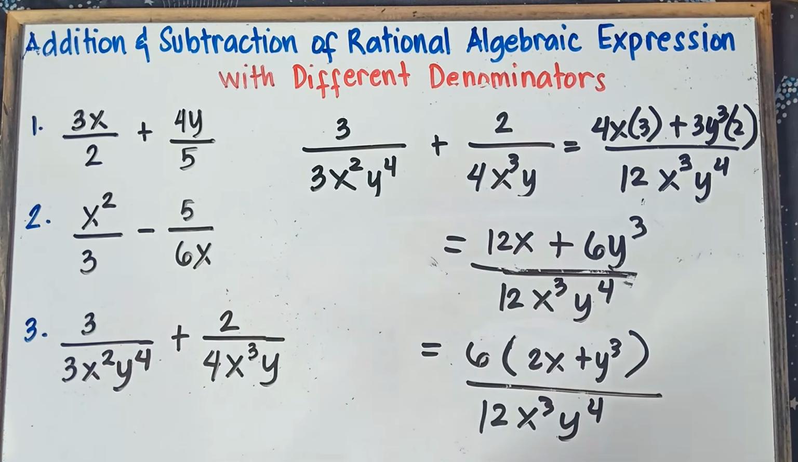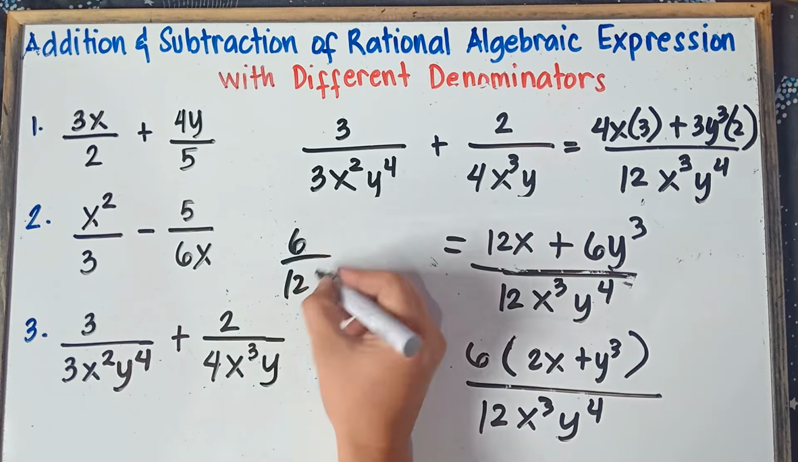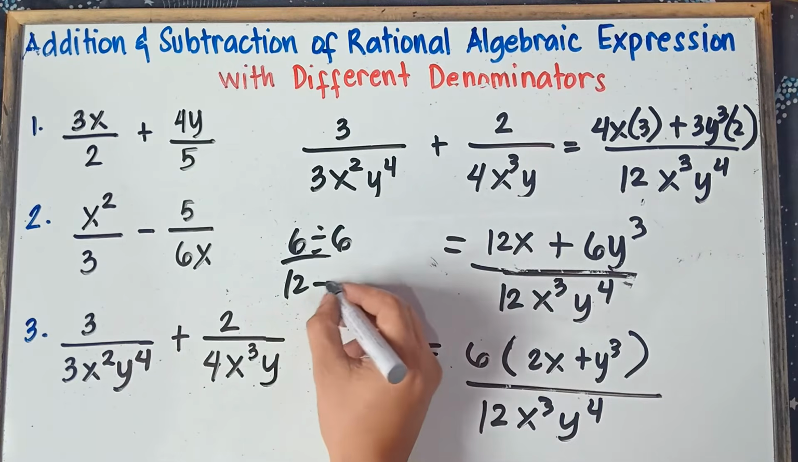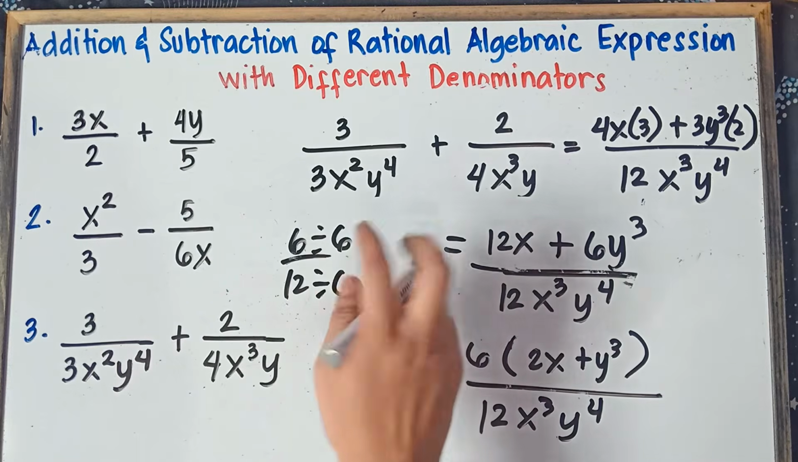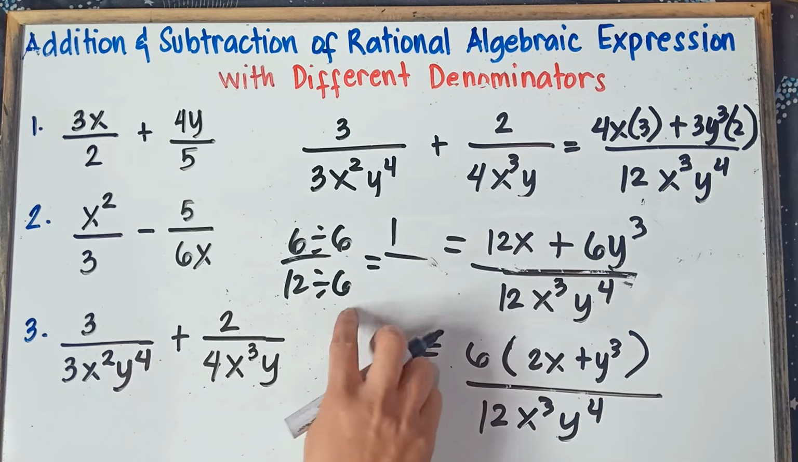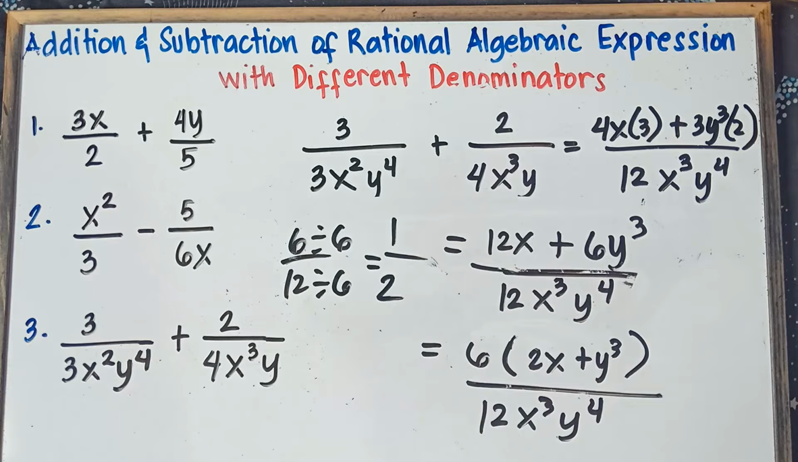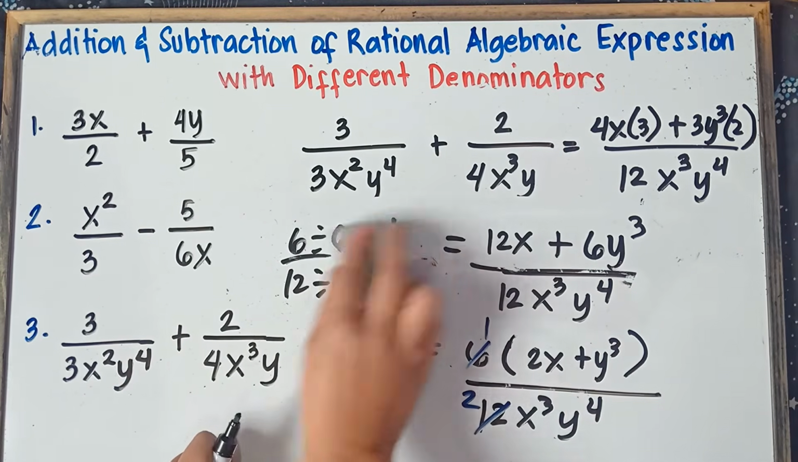Now, next question. Can we reduce 6 and 12? Yup, we can reduce 6 and 12. We can divide 6 by 6. We can also divide 12 by 6, right? The greatest common factor of 6 and 12, that would be 6. So 6 divided by 6 is 1. 12 divided by 6, that would be equal to 2. So this will be 1/2.